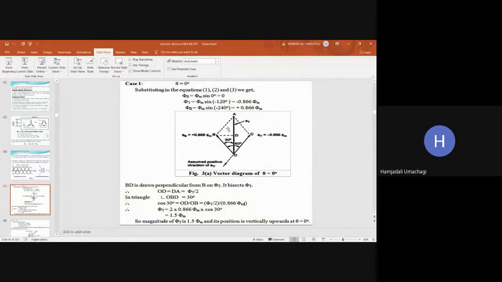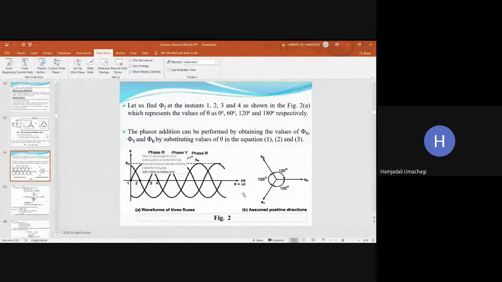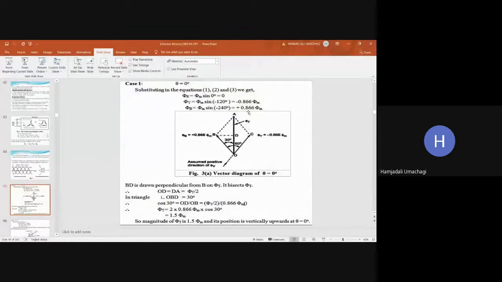So all these are geometrical, trigonometrical relations. How are you going to get phi R? At the first juncture, when theta is equal to 0 degrees, what will be the values of phi R, phi Y, phi B? If theta is equal to 0 degrees, then phi R will be 0, phi Y will be minus 0.866 phi m, and phi B will be plus 0.866 phi m. So at theta equal to 0 degrees, phi R will be 0, and phi Y will be minus 0.866.